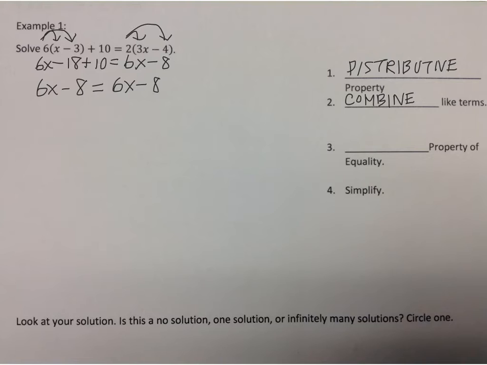All right, the next thing that we're going to do is subtract 6x from each side. And that would be the subtraction property of equality.